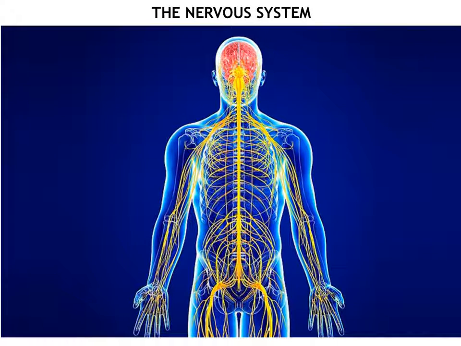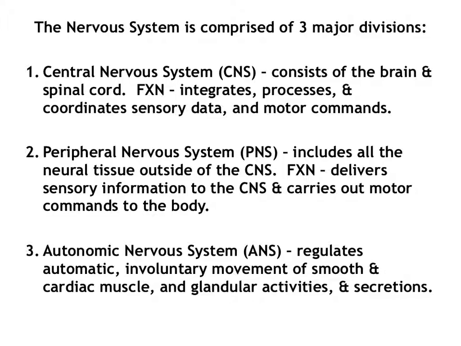Today we're going to get started on the nervous system. The nervous system is comprised of three major divisions. One, the central nervous system. It's also called the CNS. It's made up of the brain and spinal cord, and its major function is to integrate, process, and coordinate sensory data and motor commands.